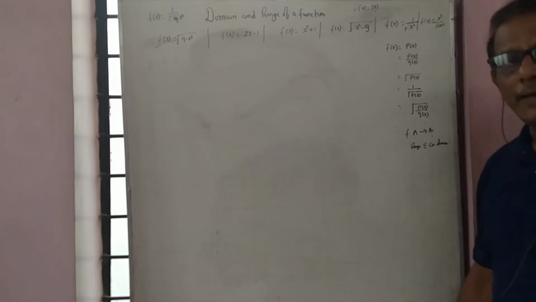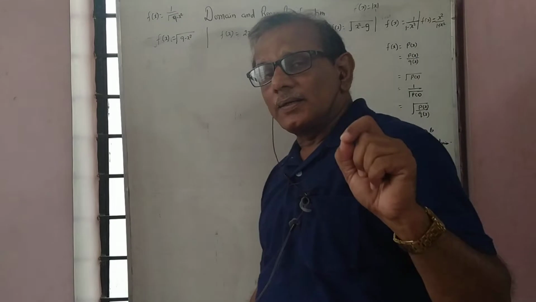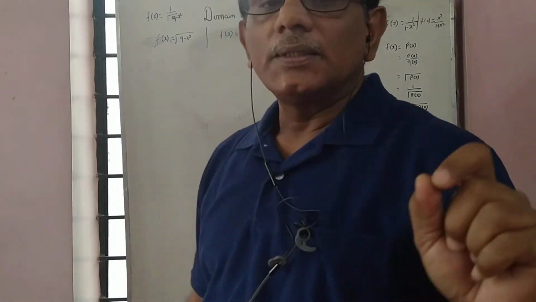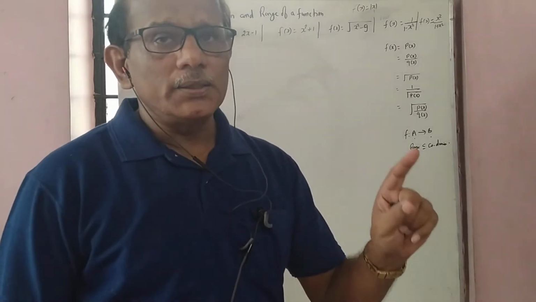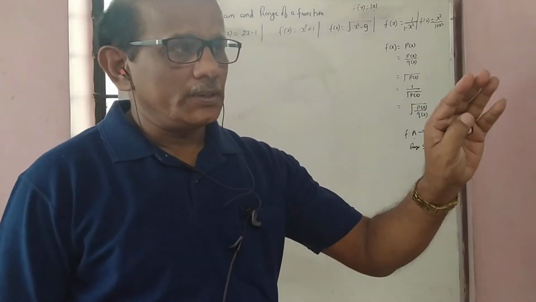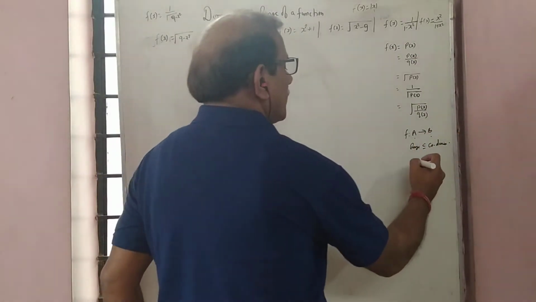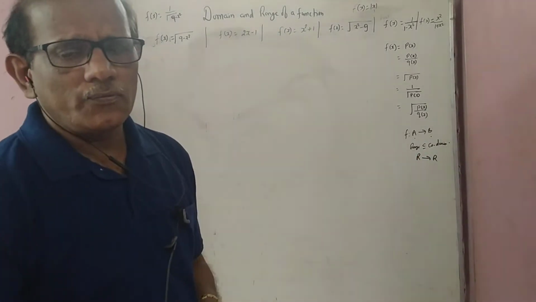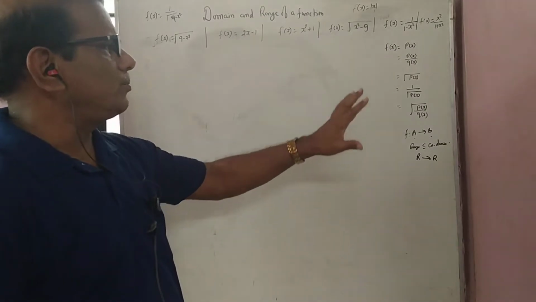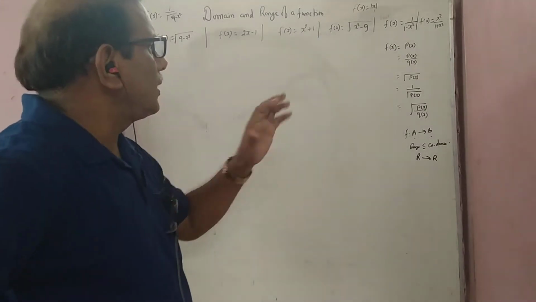One more thing you have done in the previous lecture: every function we deal with is a real valued function. That means R to R, domain and range both are subsets of real numbers. Now look here.